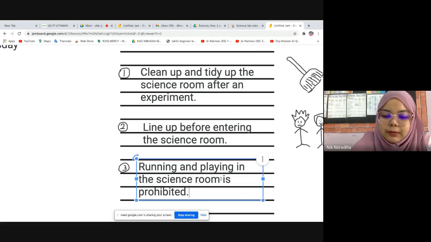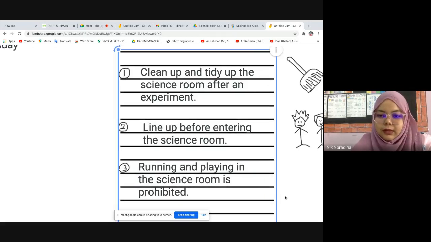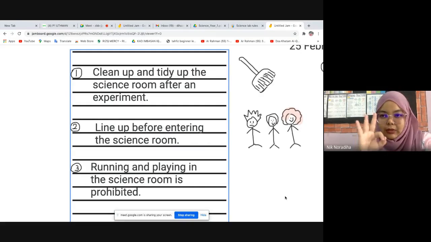Okay, prohibited means not allowed, all right? Not allowed. Today, we are going to write three only. At least, teacher hopes that today you remember three, okay?